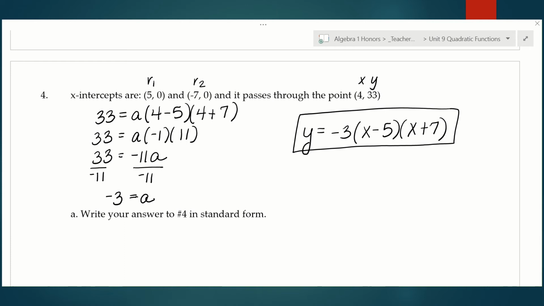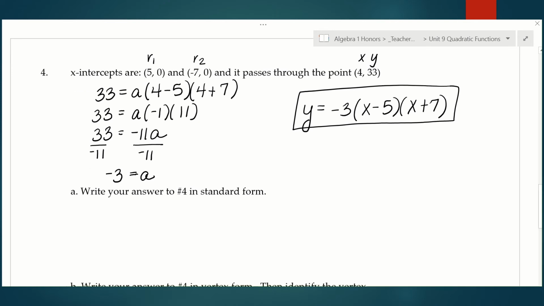Okay, so now we just have a bunch of review questions based off of that parabola. So this will be good to kind of end our unit. So it says for part A to write your answer to number 4 in standard form. Okay, so remember, standard form of a quadratic equation looks like this, where it's y equals, and then it goes in order of ax squared plus bx plus c. Okay, so my suggestion here is probably to go ahead and simplify your root form equation by distributing. Okay, and it should automatically end up in standard form.